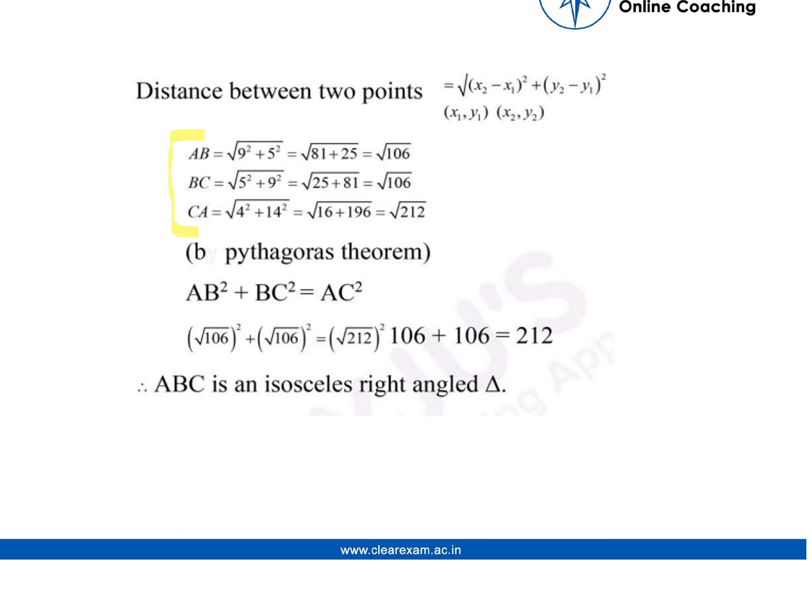For a triangle to be a right triangle, it must satisfy the Pythagoras theorem. Now we will apply the Pythagoras theorem on these three sides, and as we can see, it is completely verified. Therefore, and as two of the sides are equal, it is a right-angled isosceles triangle.